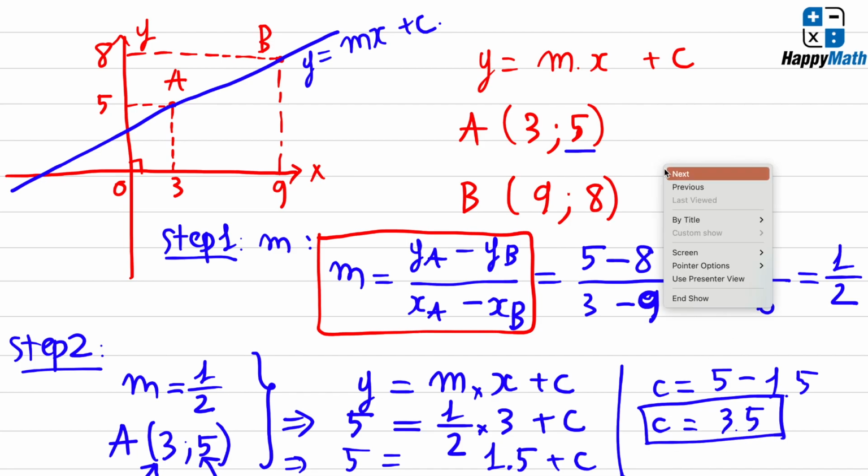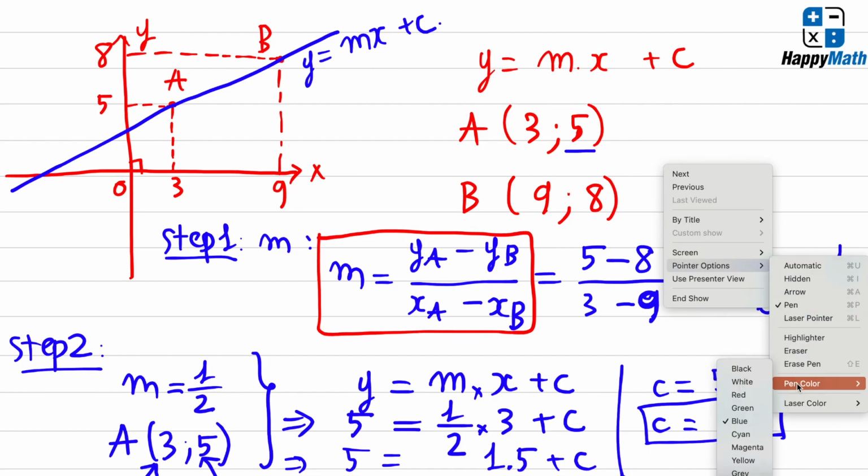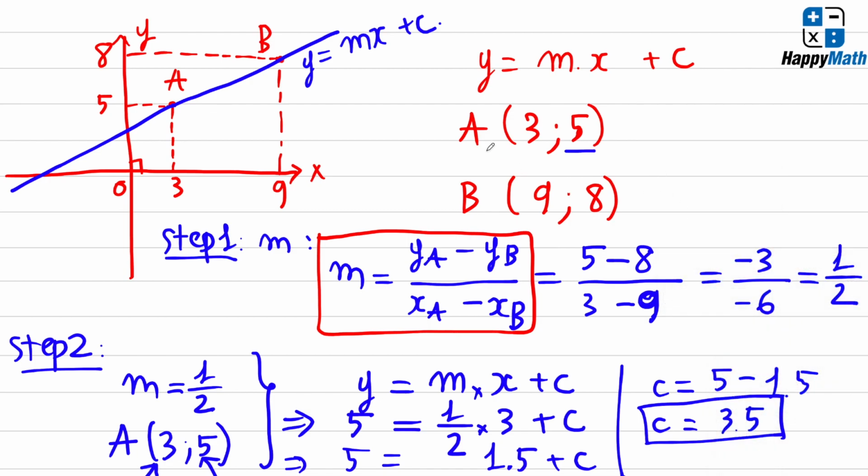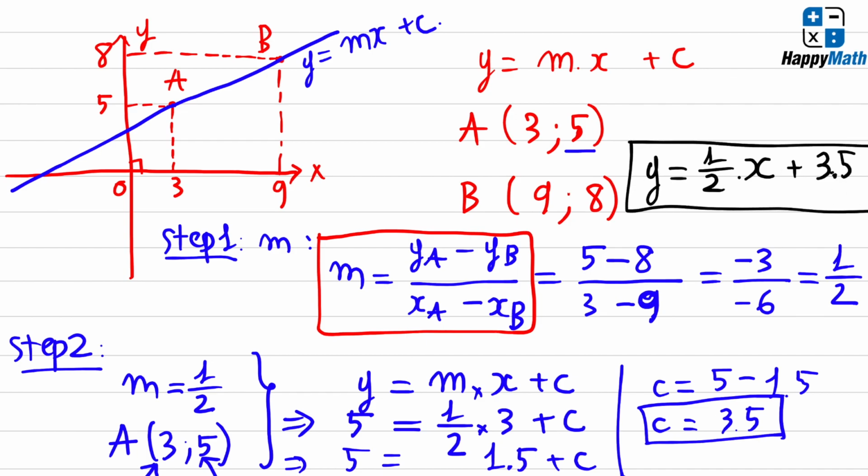So I will write out the final equation of line AB: y equals 1 over 2 multiplied by x plus 3 over 5. This is the equation of line AB. So what does it mean, line AB?